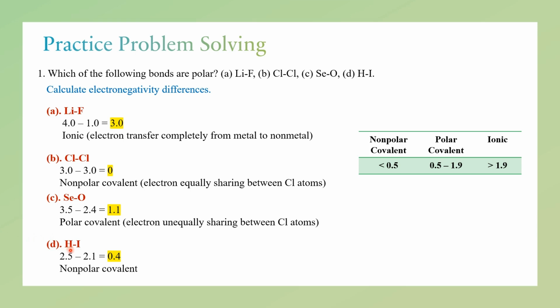Fourth one is the bond between hydrogen and iodine. Hydrogen is 2.1, then the difference is 0.4. This is non-polar covalent because 0.4 is less than 0.5. It is non-polar covalent.